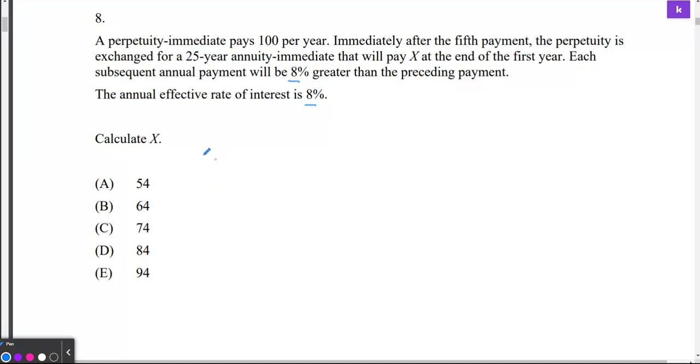Now, in terms of the timeline, what's going on is at first, the present value of a level perpetuity equals X over i. So in this case, it's going to be 100 divided by 0.08. That's going to equal 1250.